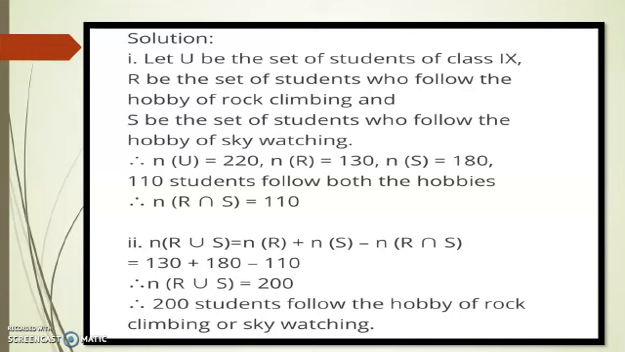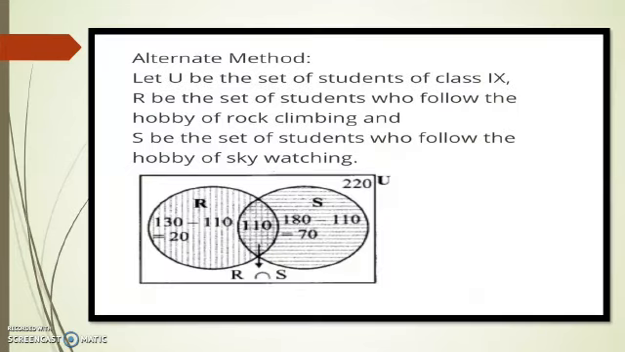We'll write the relation. Number of elements in R union S is equal to number of elements in R plus number of elements in S minus number of elements in R intersection S. So we'll get it as 130 plus 180 minus 110. So number of elements in R union S is equal to 200. So 200 students follow the hobby of rock climbing and sky watching.